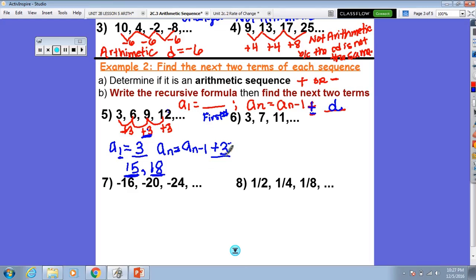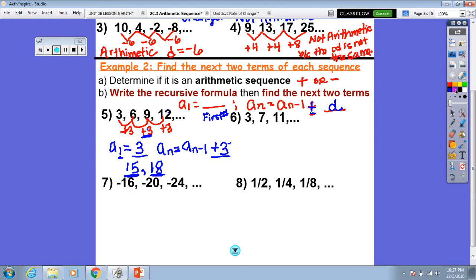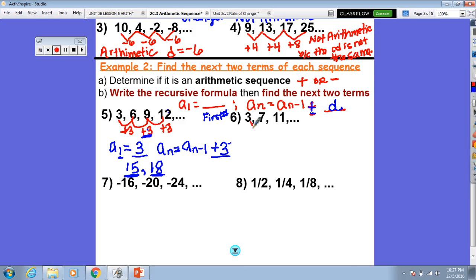Alright, now let's look at number 6. For number 6, how do we get from 3 to 7? We add 4. How do we get from 7 to 11? We add 4. So this is an arithmetic sequence. Let's write the recursive formula.